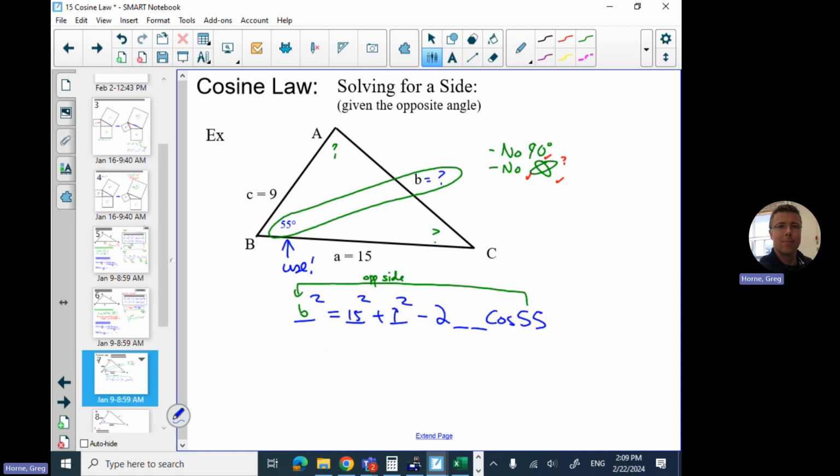15 squared, 9 squared. Then it's going to be 15 and 9 again. So brackets are necessary here, otherwise it looks like 2,159, whatever, right? So it's 2 times 15 times 9. Yeah, so then you just run some numbers here.